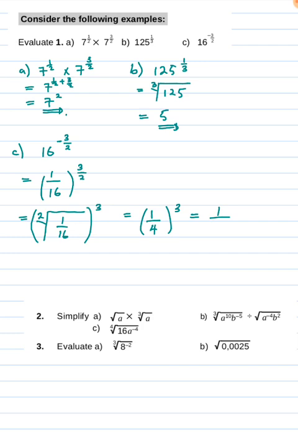So let me just cross check that. So we have 4 times 4 times 4, that's 64, that's correct. So in our answer we have 1 over 64. So this one will be our solution.